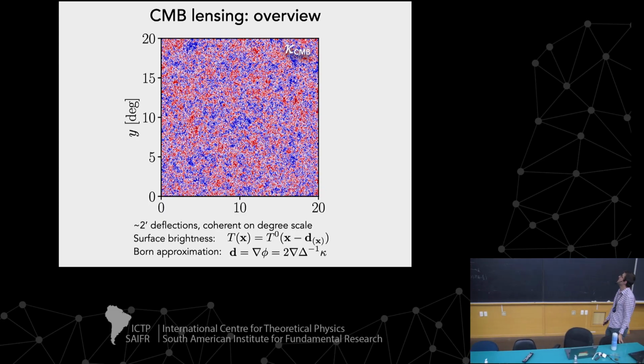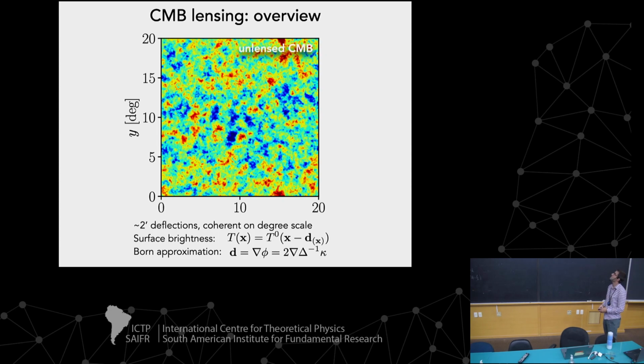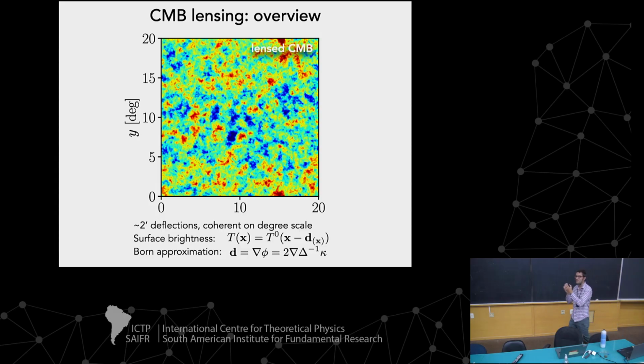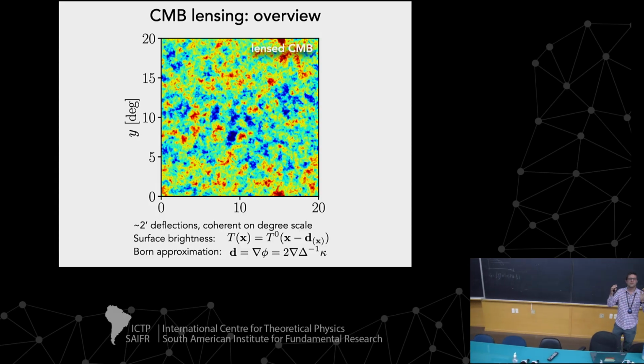And if you ask, given this convergence field, what will be the effects on a given CMB map? Here's a simulated unlensed CMB map. And here's the effect of lensing. So I can flip between the two. So that's the effect of lensing. Again, very small deflections of order a few arc minutes, but smooth deflections coherent on degree scale.